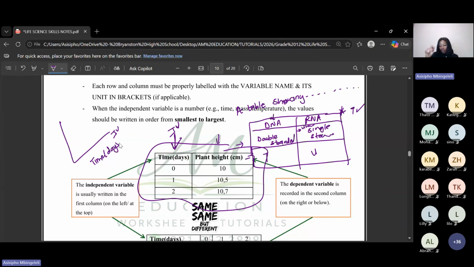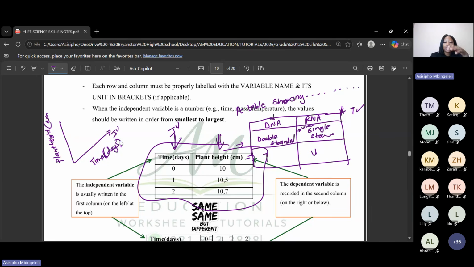Now, because we see this a lot, students swap them around. So I need to have time in days on the x-axis, and the second one, plant height, would need to come here. That would need to be the plant height. But please take note, you are given the units. So please don't forget to include the units. If you don't include them, you lose a mark. The plant height here is measured in centimeters, and the time is measured in days. You forget that, you lose a mark.